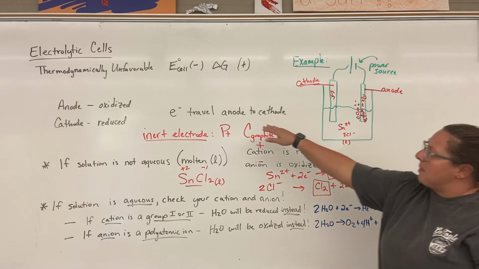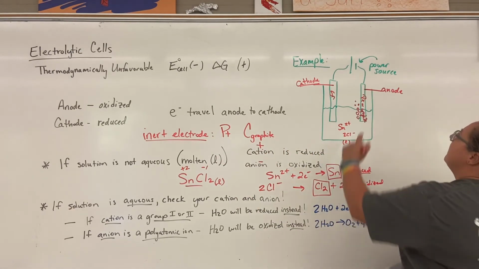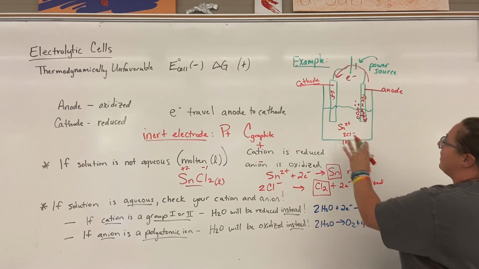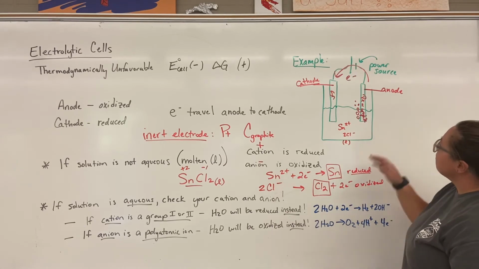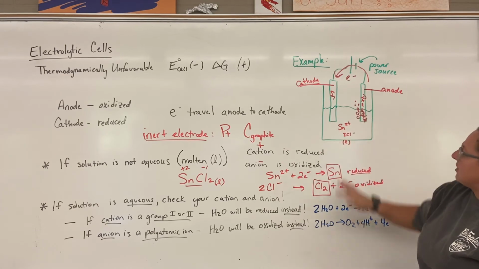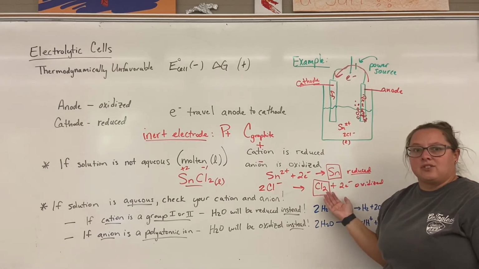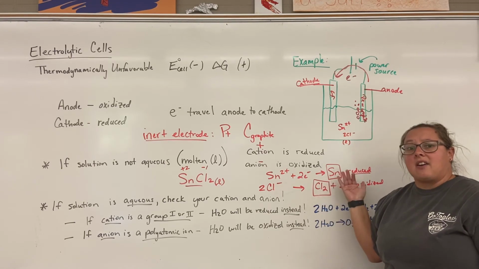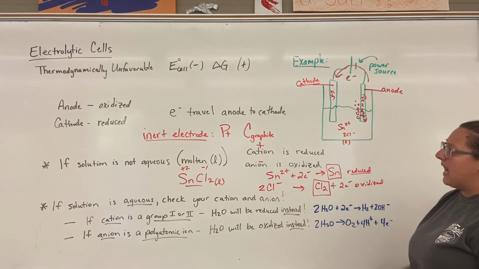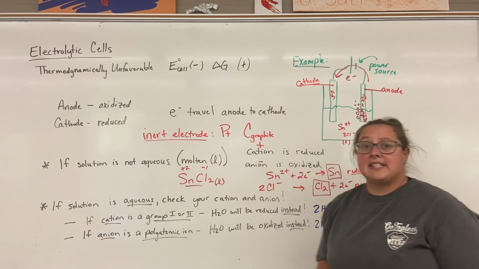Now, let's talk about our electrons. How do our electrons travel here? They still, like before, travel from anode to cathode, so that hasn't changed. All right? So this is how we figure out our species that's reduced, our species that's oxidized, and we are able to answer our half reactions and our cathode and anode information from there. All right? Now, this is if we have a molten or liquid state.